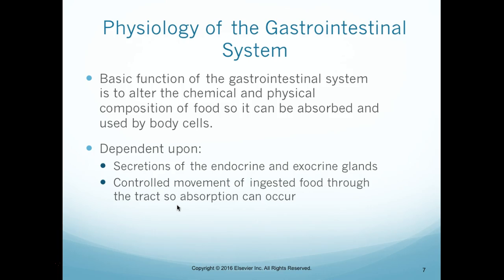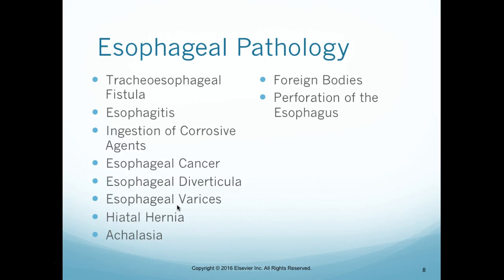So going right into it, the physiology of the gastrointestinal system. The basic function of your GI system is to alter the chemical and physical composition of food so that your body can absorb it and use it as fuel. So it's dependent on the secretions of the endocrine and the exocrine glands and controlled movement of the ingested food through the tract so absorption can occur.